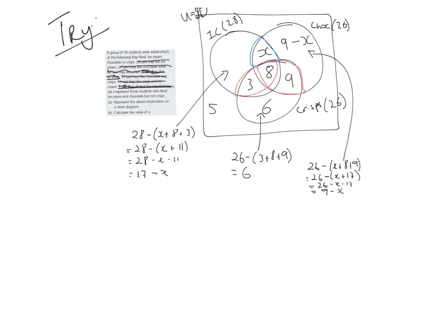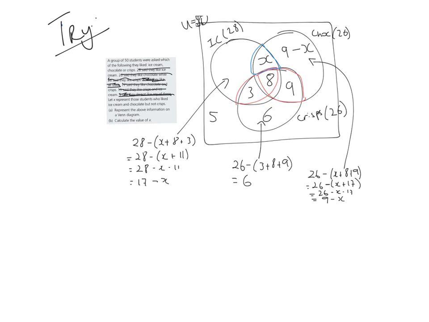So what we need to do is take all of the information in our Venn diagram and let it equal the total, which is 50 people. So I'm going to start off, oops, I forgot to fill that in there, 17 minus x. So I need to calculate the entire total of all my circles and the outside of the circles, which is our universe, and let it equal 50.